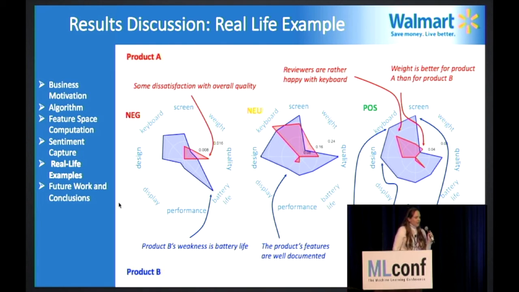Now if I try to analyze these different charts, if I look at product A, it looks like people didn't have major complaints about it, but they had more complaints about the overall quality than they did for anything else. And then if you look at the positive radar chart, the one on the right, the one that seems to stand out compared to product B is mainly the weight. So if my criteria is that I want a computer with a good weight that I can transport easily, I should probably go with product A.